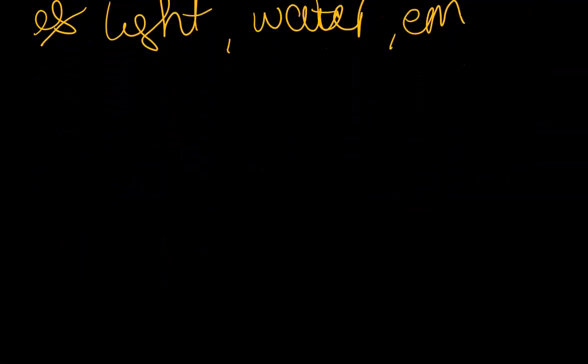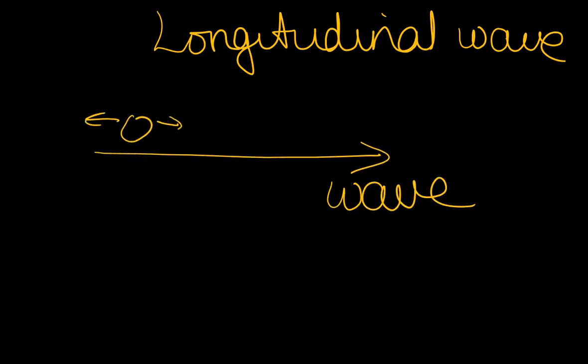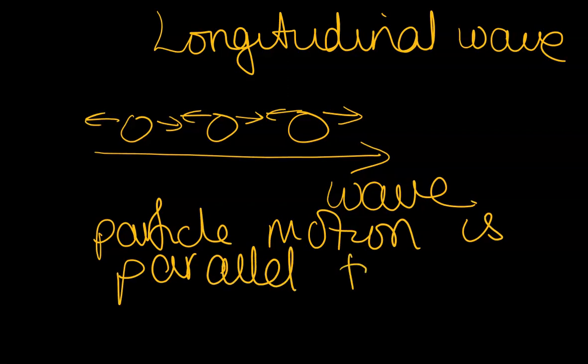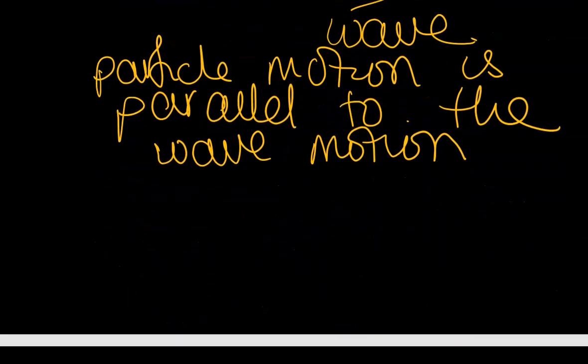Now, if I look at a longitudinal wave, I have my wave going left to right, and my particles are now vibrating parallel to that wave motion. So therefore, that is described as where the particle motion is parallel to the wave motion. And a common example of longitudinal waves are sound waves.